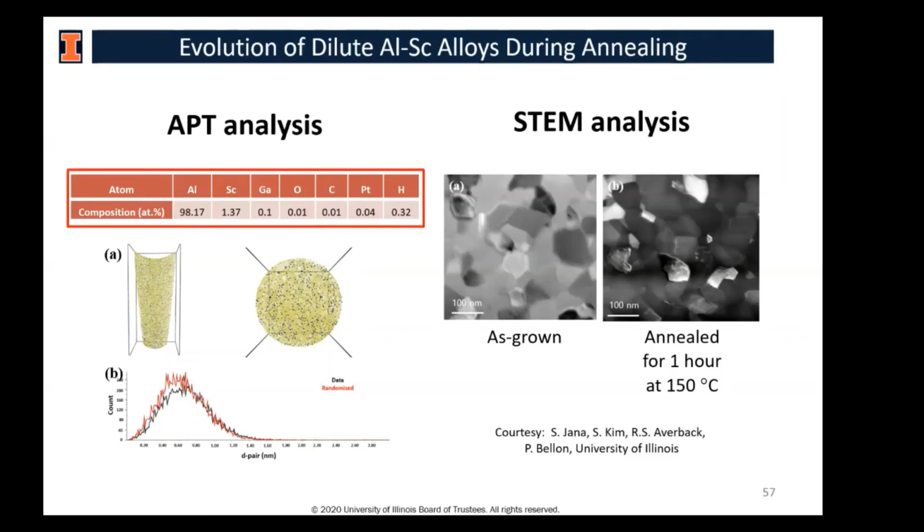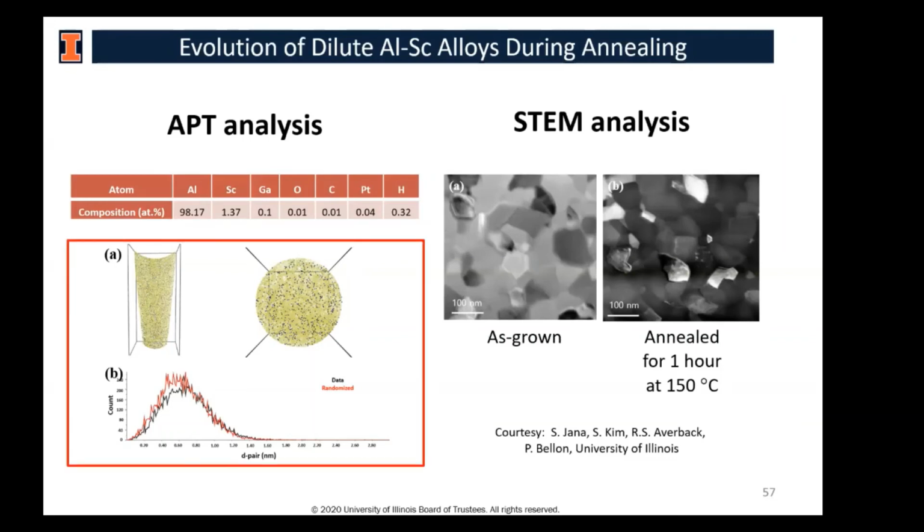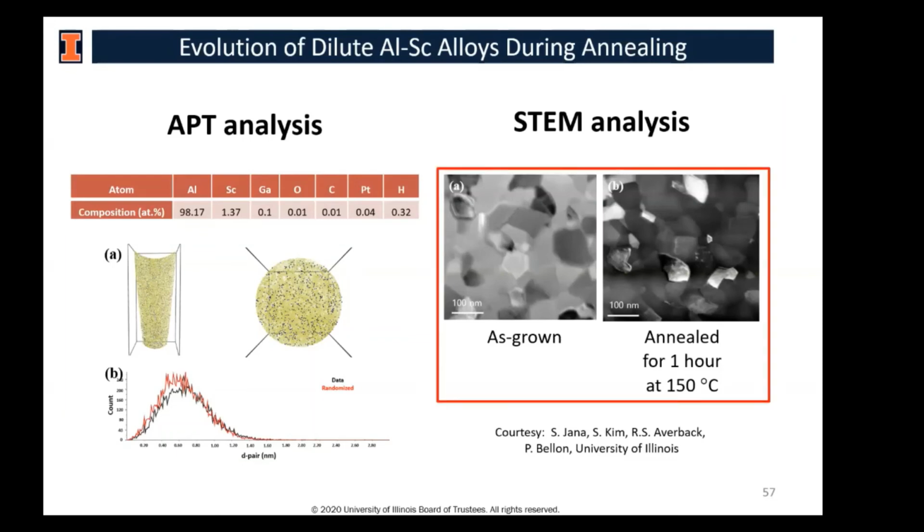The atom probe was used for determining the composition of the alloy, showing a desired concentration, in this case, of 1.3%. And measurements on an unannealed film produce highly randomized scandium locations, as can be seen from this reconstruction, where the black dots are the scandium, and the pairwise correlation function, shown below. STEM analysis shows that the grain size of the crystallites does not change during the annealing process.